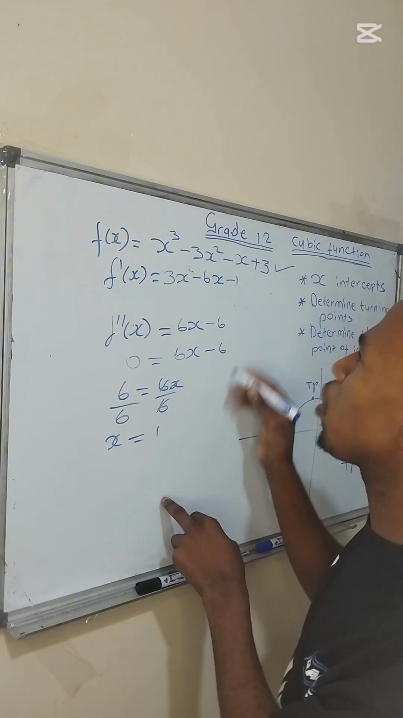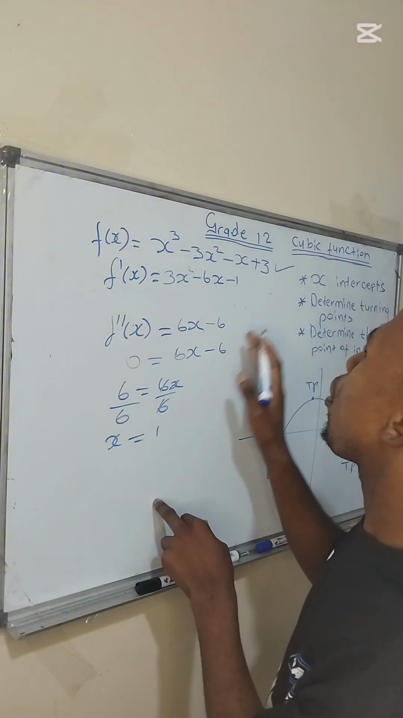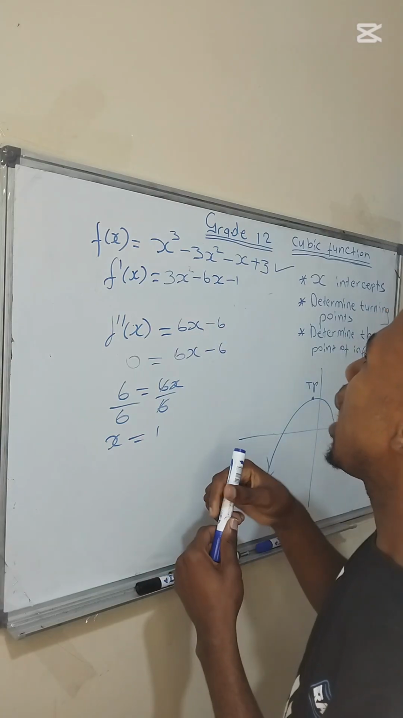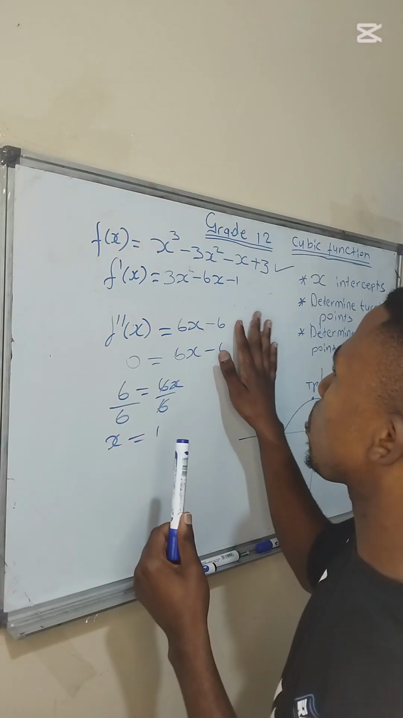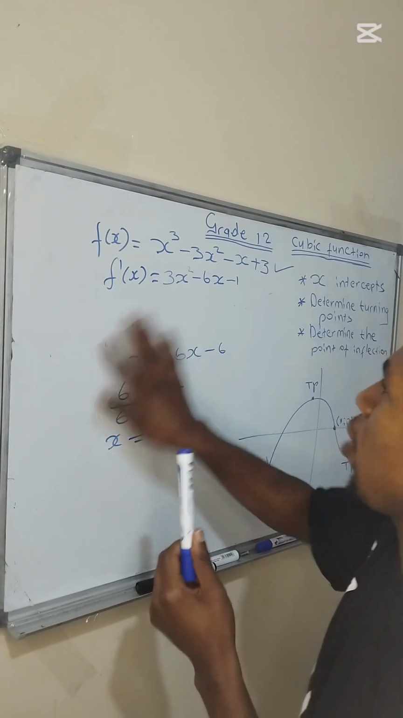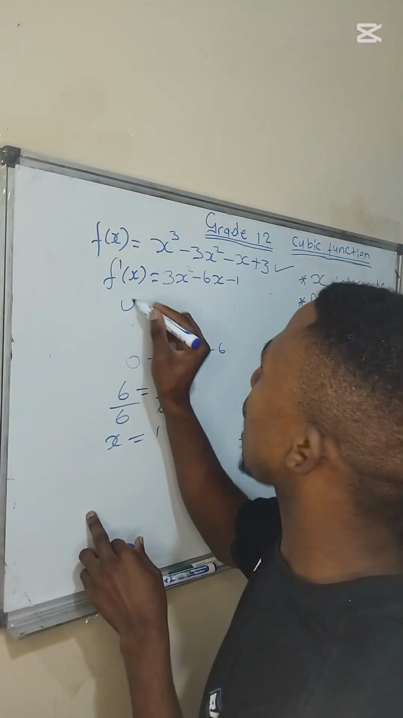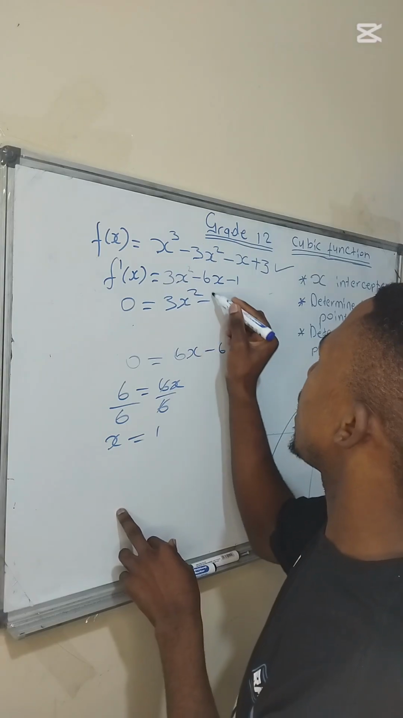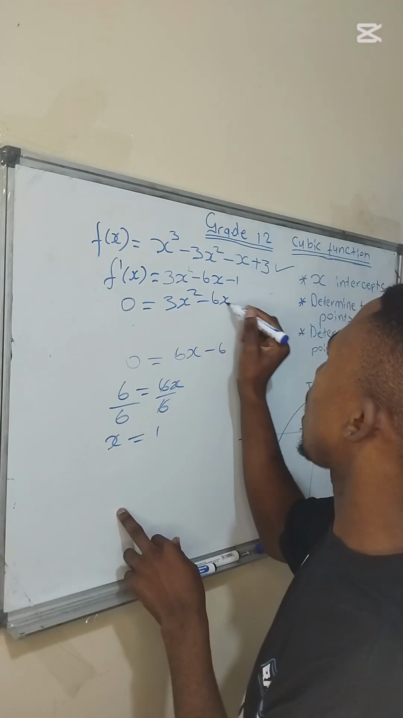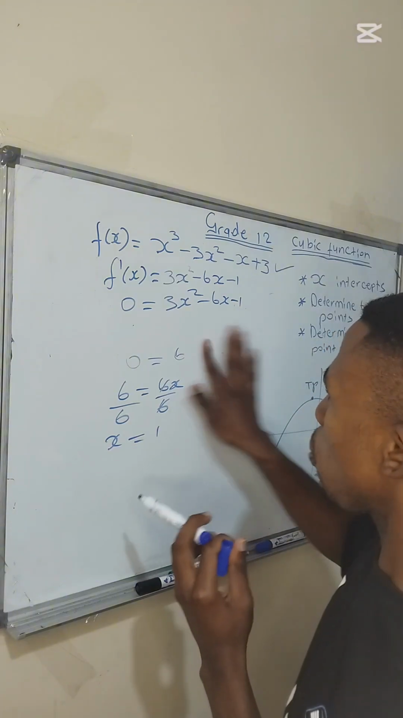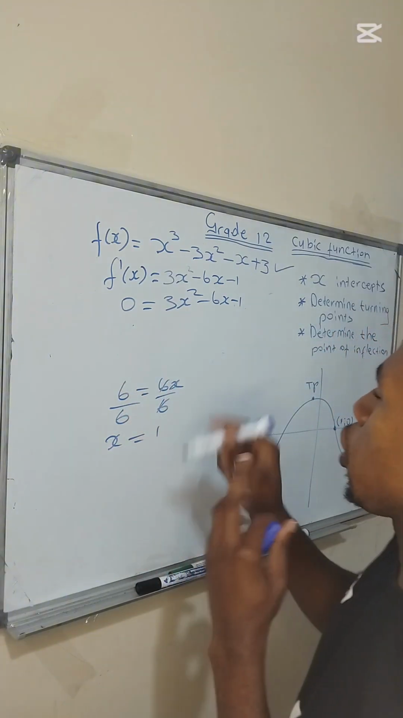Then anything to the power 0 is equal to 1, right? Then this is our first prime. Then we just need to equate this first prime, this first derivative, to 0. Then we are now going to find the x-coordinates of the turning points.